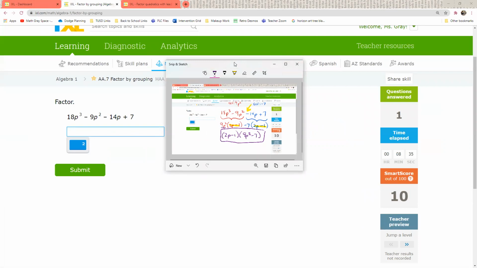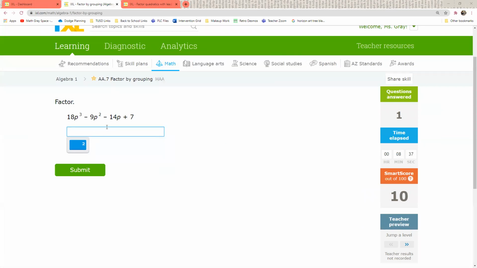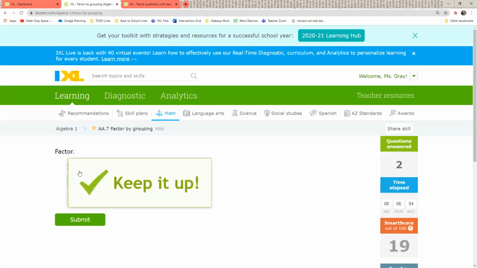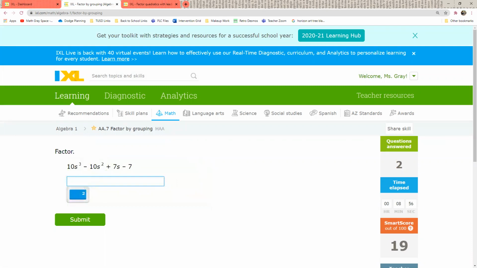I'm going to type that in. I like that it's a square button and I don't have to put in the whole exponent. All right, good work.